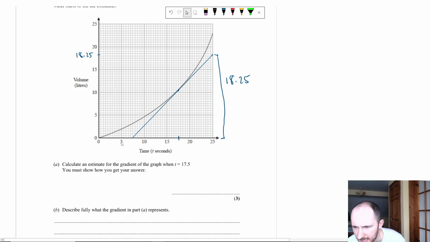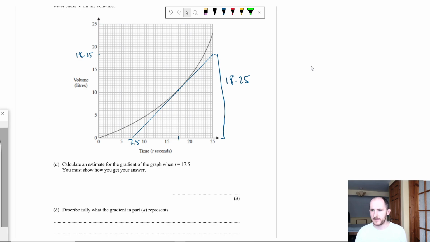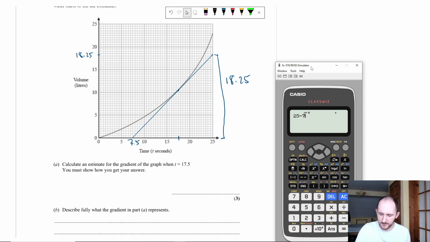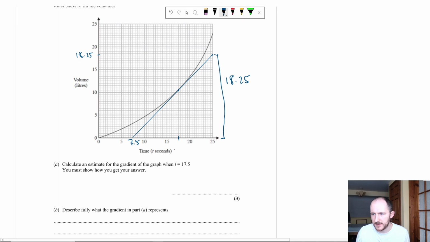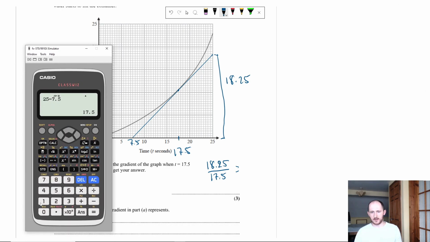And the width, it starts off at 5.5, 6, 6.5, 7, 7.5, and it ends up at 25. So 25 minus 7.5 is 17.5. Okay, cool. So the width is 17.5. So the gradient is just the difference in the height divided by that. And they give you, again, quite a bit of leeway in the answer.